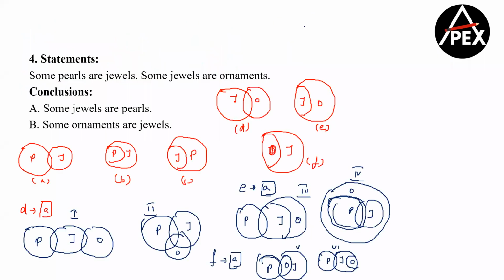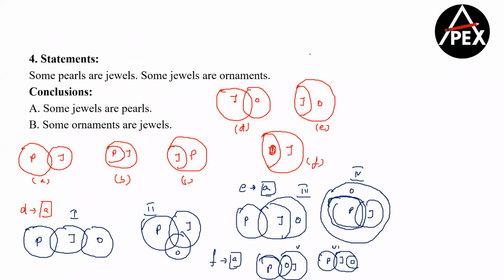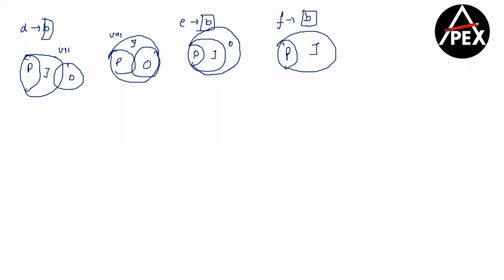Yeah. Now for F to B, again, I have to draw P and J. How does F look? F is looking like O inside J. So maybe O is inside J like this, or maybe O is inside J wherein this is touching.